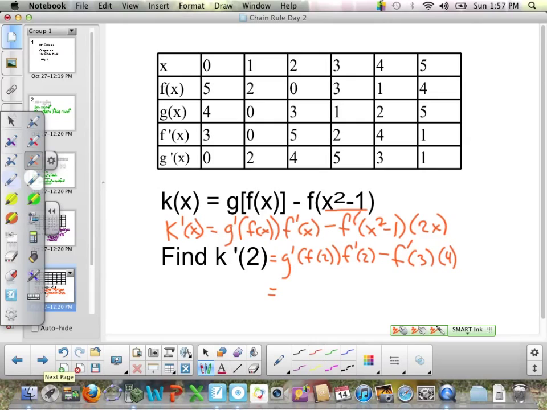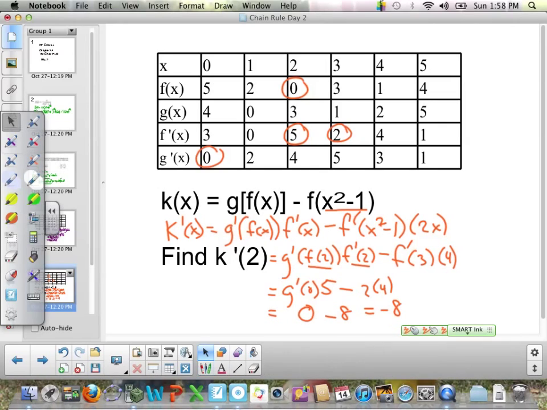All right, as we continue, f of 2 is 0. So we got g prime of 0. F prime of 2 is 5. So g prime of 0 times 5 minus f prime of 3, which is 2 times 4. G prime of 0 is 0. So this whole thing will be 0 minus 8, which is negative 8.